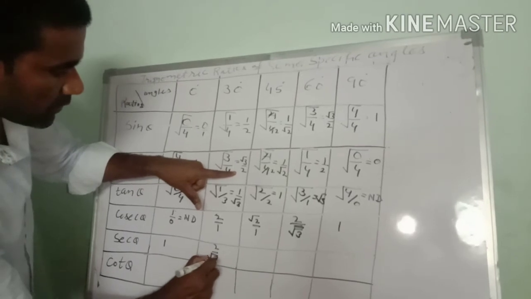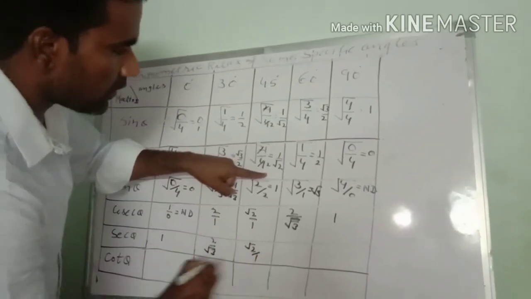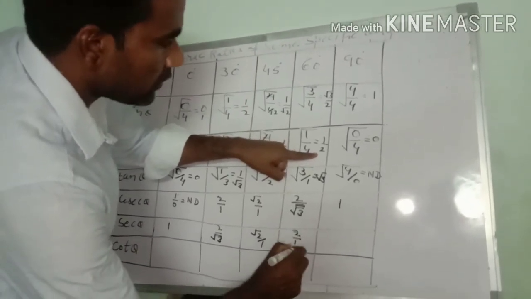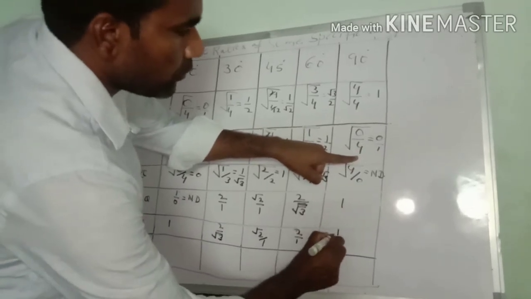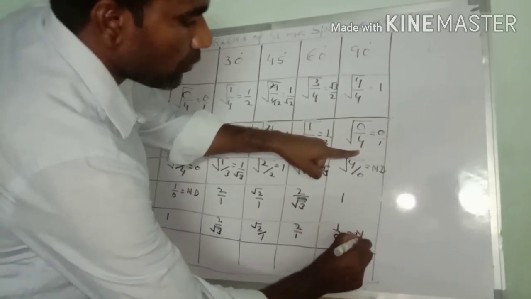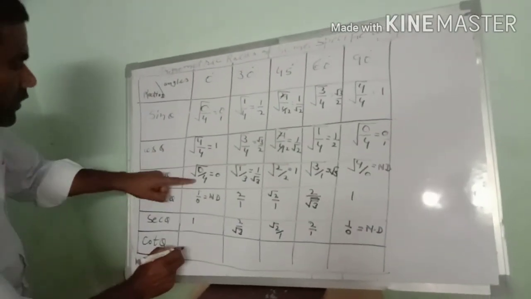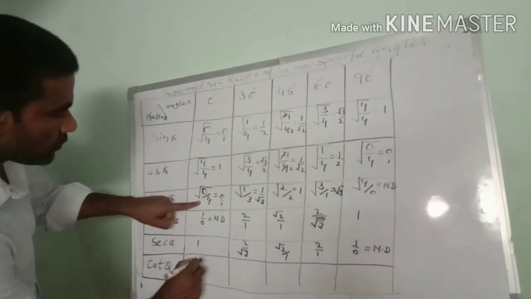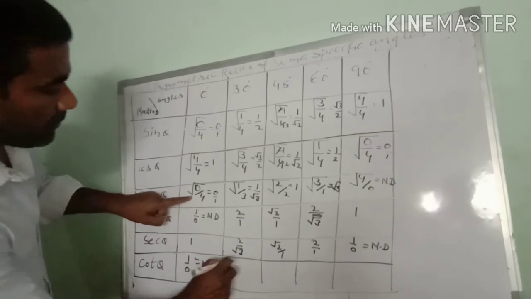Secant is the reciprocal of the cos theta, it means 1/1, it means 1, right here 1, 2/√3 and √2/1 and the reciprocal of this 1/2 it means 2/1 and the reciprocal of 0/1 it means 1/0, 1 upon 0 it means not defined. And the cotangent theta is here 0/1, it means 1 upon 0, 1 upon 0 it means not defined, इसे हम डिफाइन नहीं कर सकते.